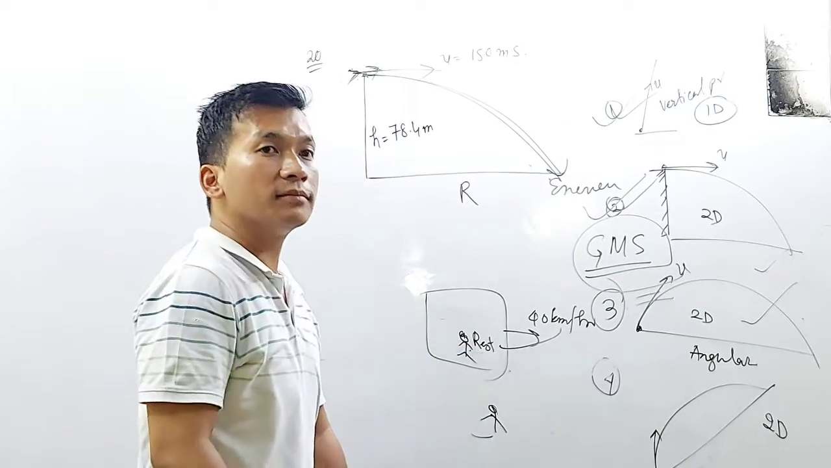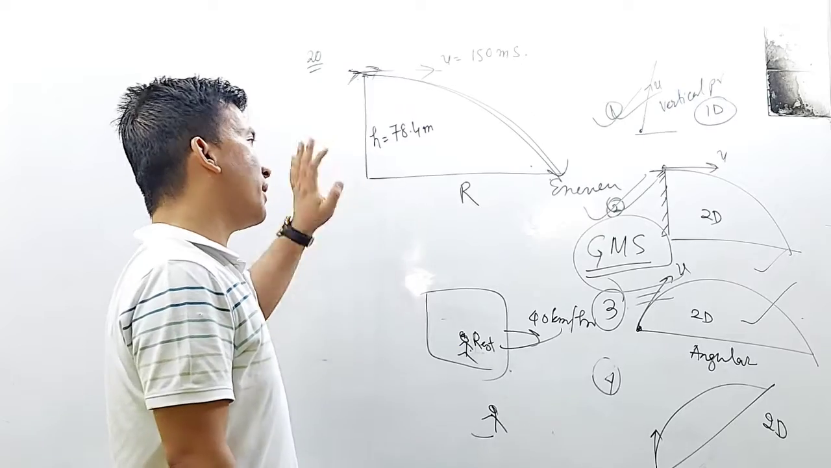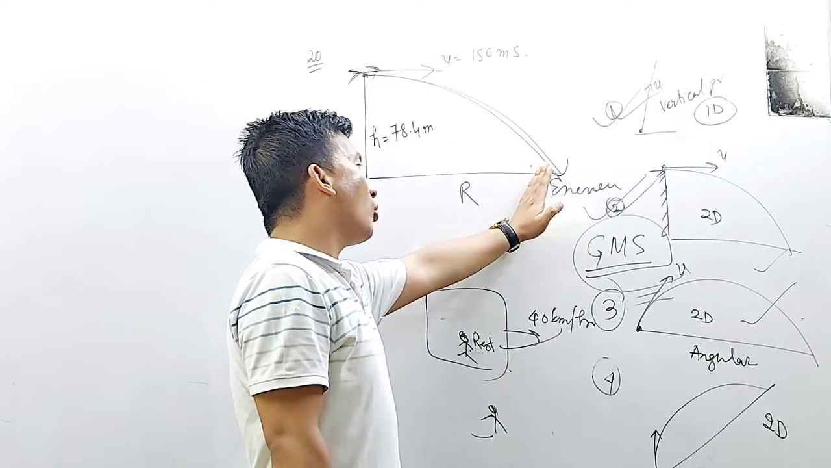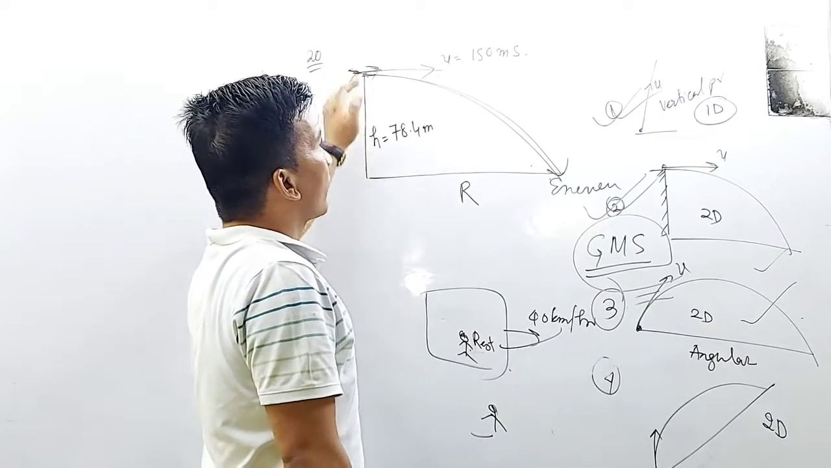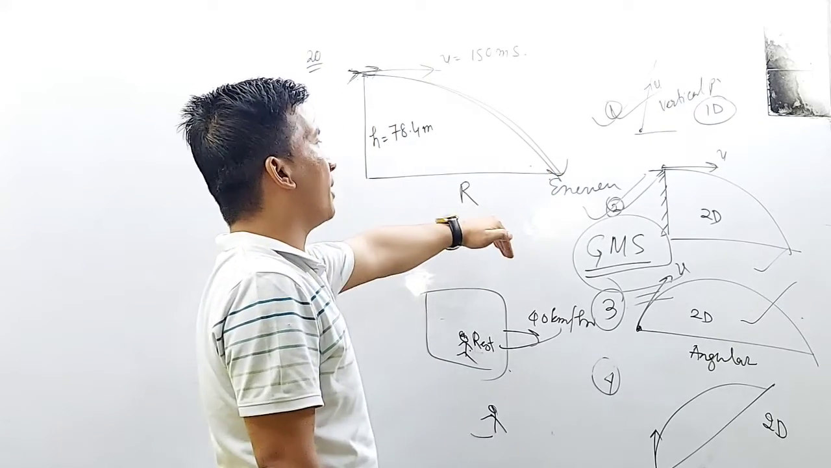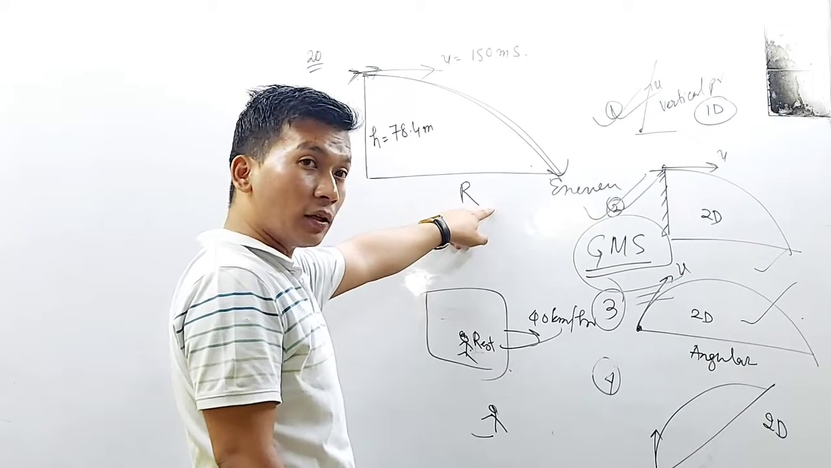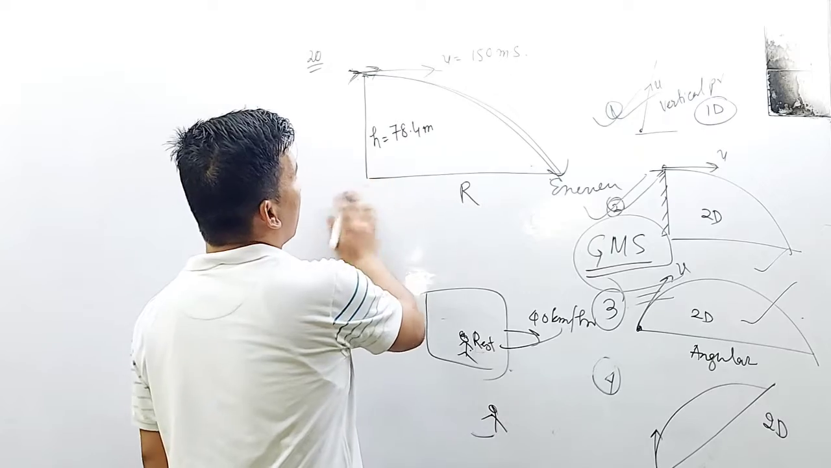Understood? The question is very simple: with how much distance must be considered before dropping? Simply, you have to calculate the range.